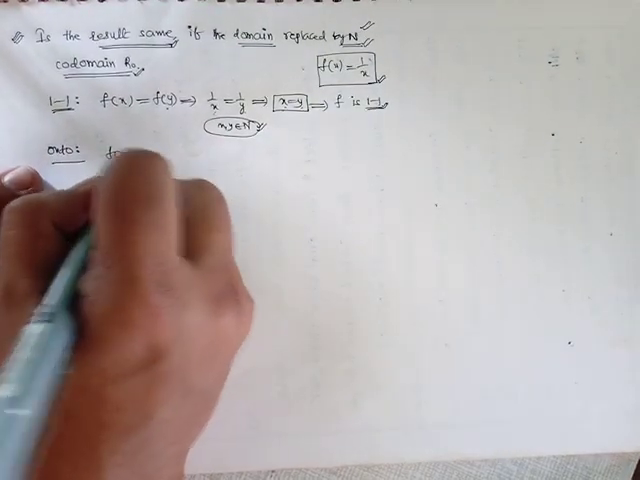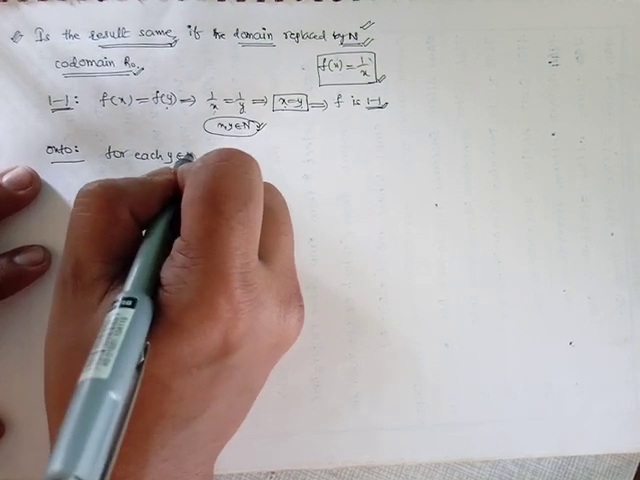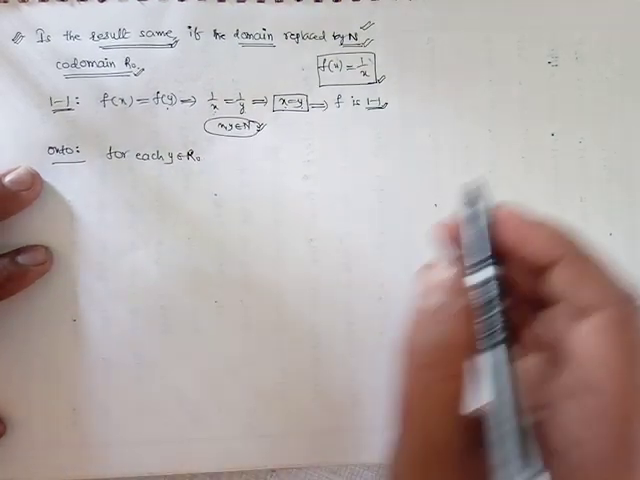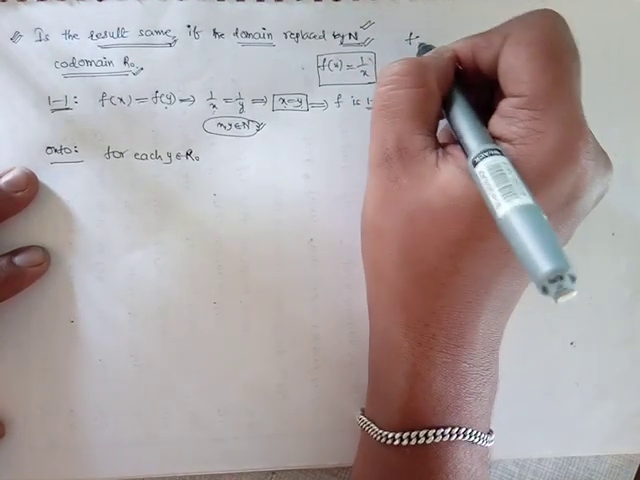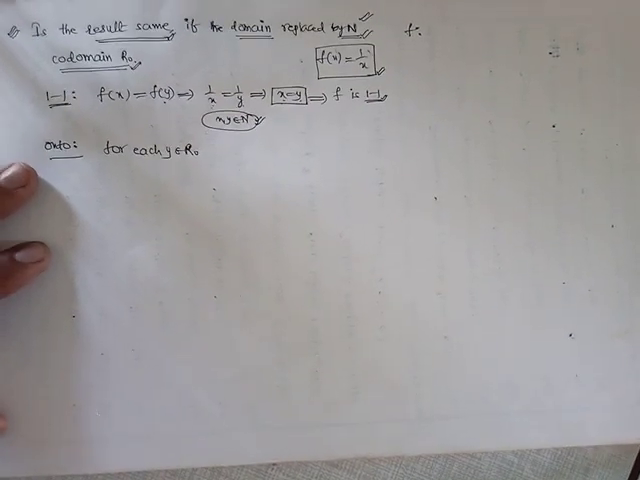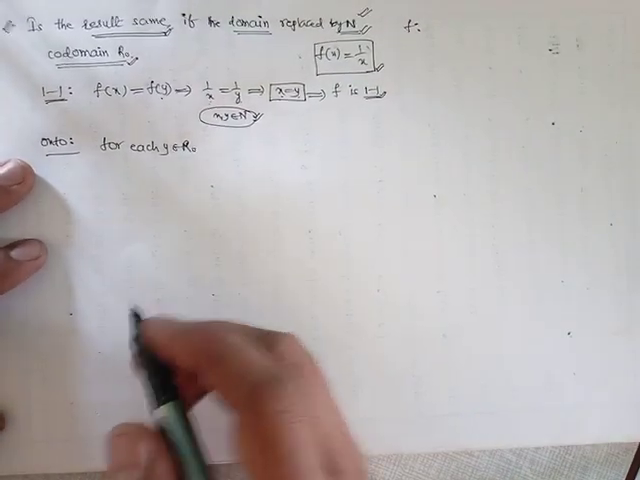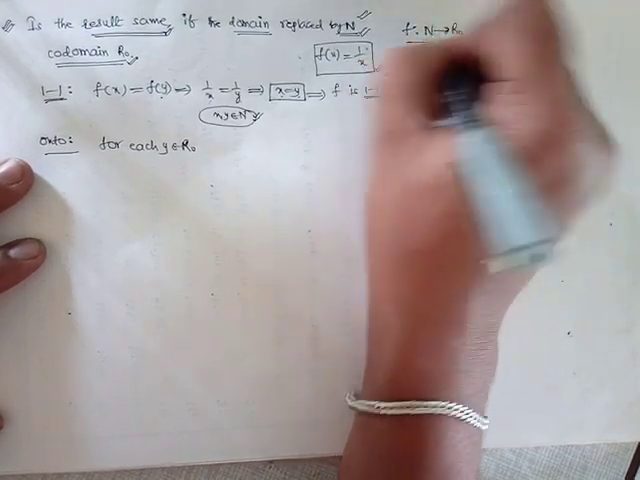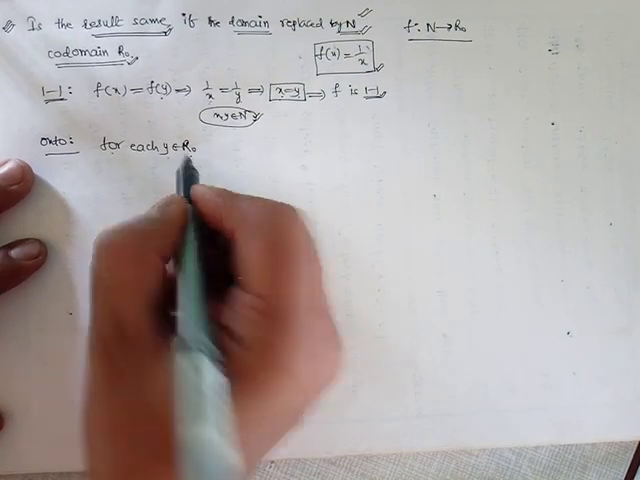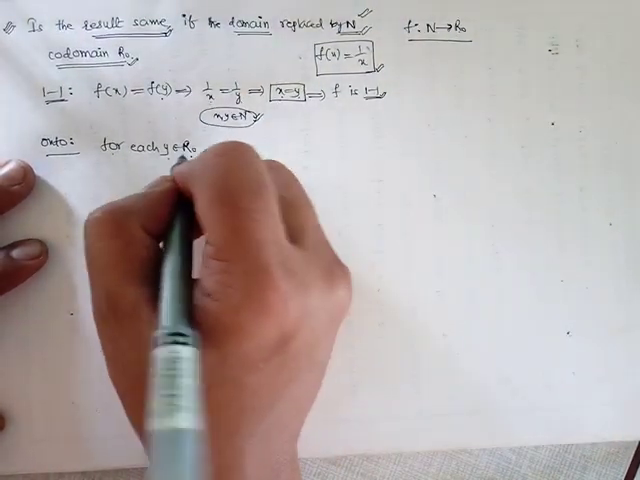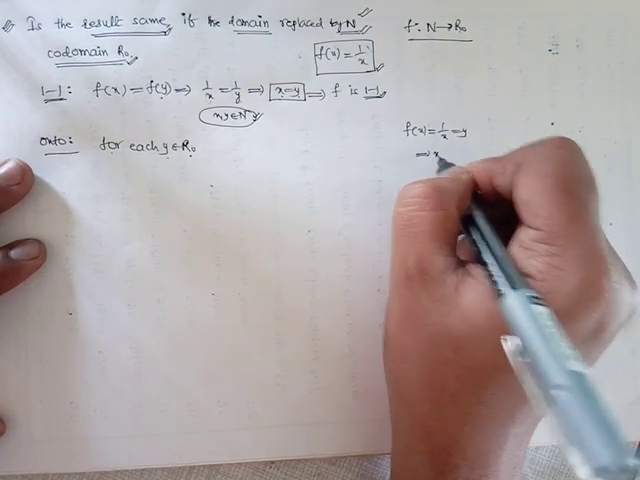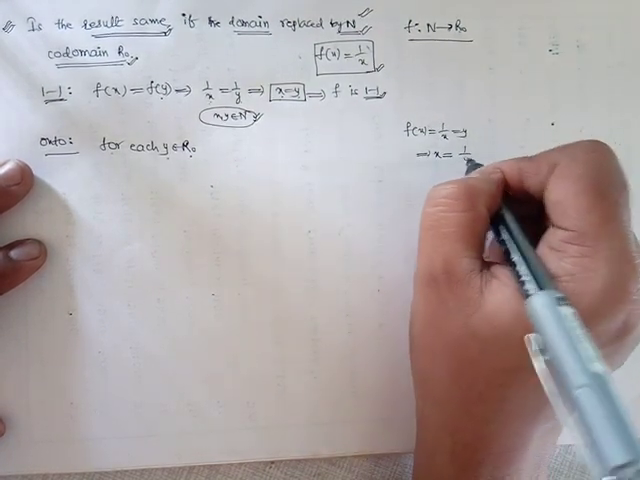For each y belongs to the codomain. The codomain is nothing but R naught. So we'll define the function here. f is taken from natural numbers to R naught, and for each y belongs to R naught. In the same way, f of x is equal to 1 by x, make it equal to y. Then we need to get the value of x. It can be taken as 1 by y.